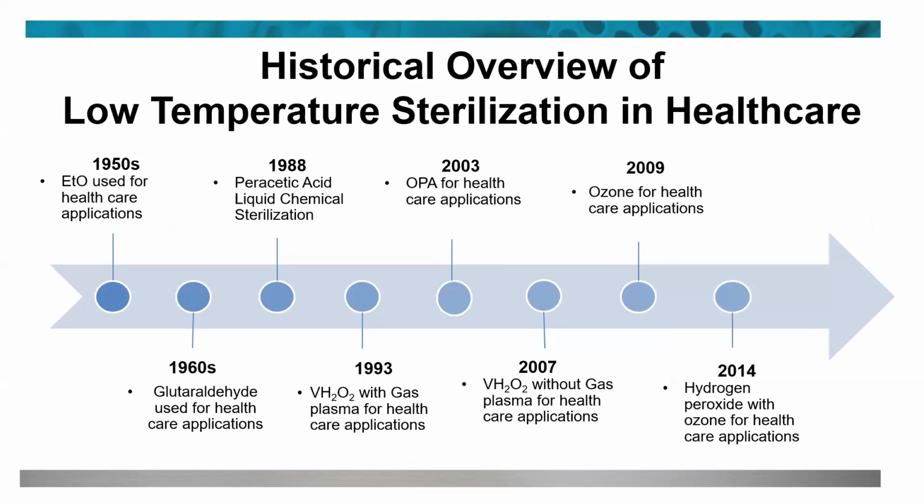So when we look at a historical overview of the low temperature sterilization in healthcare, we can see that it began in the 1950s when ethylene oxide was used for food production for many years prior to that. And they like to sterilize spices. When it was exposed to high temperatures, it would change the taste. We started looking at medical devices that were available to hospitals in the 50s. In the 1960s, we started having concerns about the toxicity of the EO, and we started looking at alternatives.